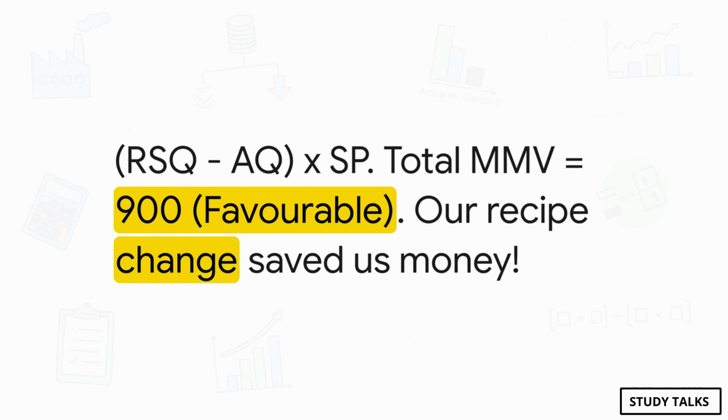Now that we have RSQ, calculating the mix variance is a piece of cake. It's just RSQ minus the actual quantity times the standard price. And look at this. The total mix variance is 900 favorable. Why? Well, it seems we used more of the cheaper material Z and less of the more expensive Y. That change in recipe actually saved us money.